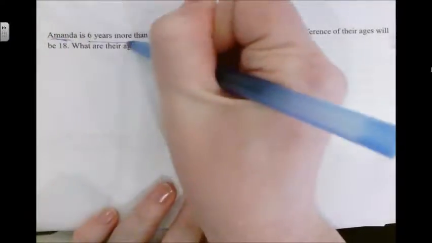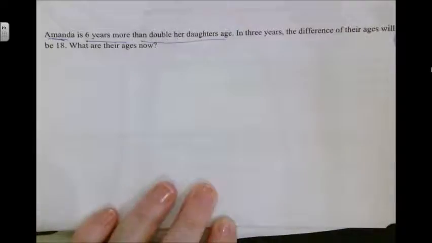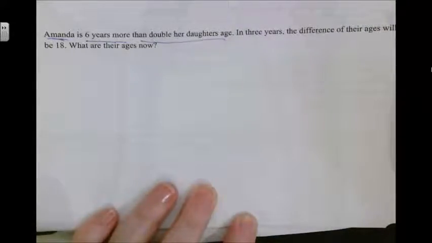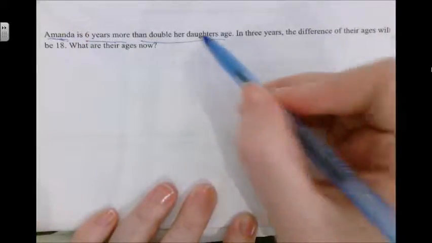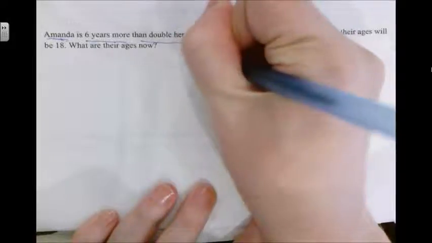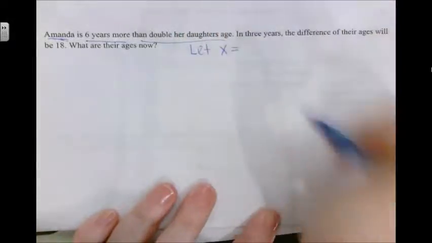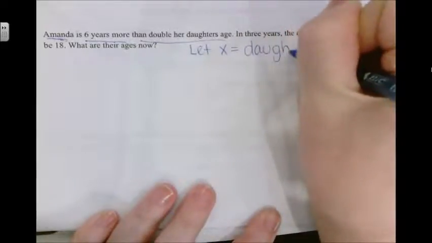So right away I have Amanda 6 years more than double her daughter's age. I had to decide which one I want to make equal to X. Because Amanda's age is a factor of her daughter's age, I'm going to say the daughter's age is going to be X. So X equals the daughter's age.